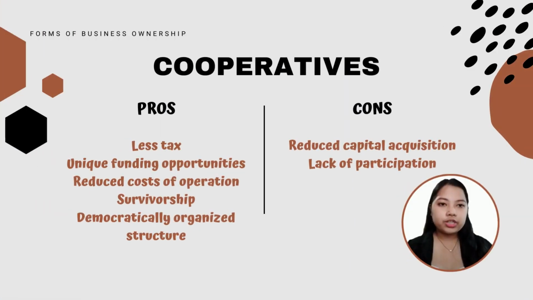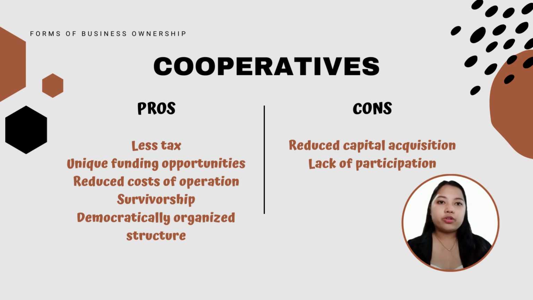So, for the pros or the advantages of cooperative, we have the less tax. Similar to a limited liability company, members are only taxed on income received. There is no corporate or other type of double taxation. Second is the unique funding opportunities. There are often government grant programs designed to assist cooperative startups. Third is the reduced cost of operations. Since co-ops tend to be large, they can typically negotiate lower prices on the larger purchases.